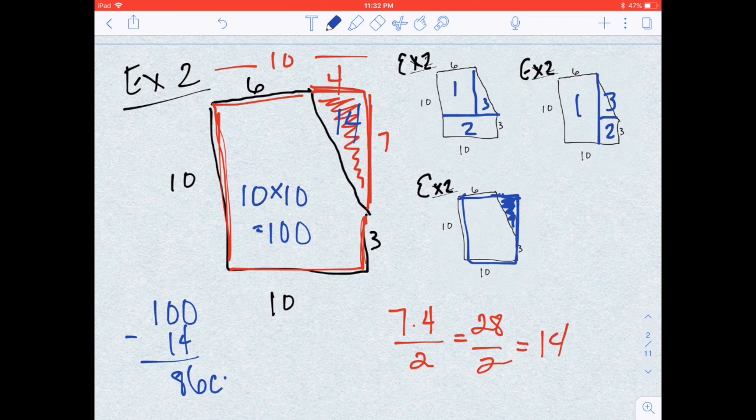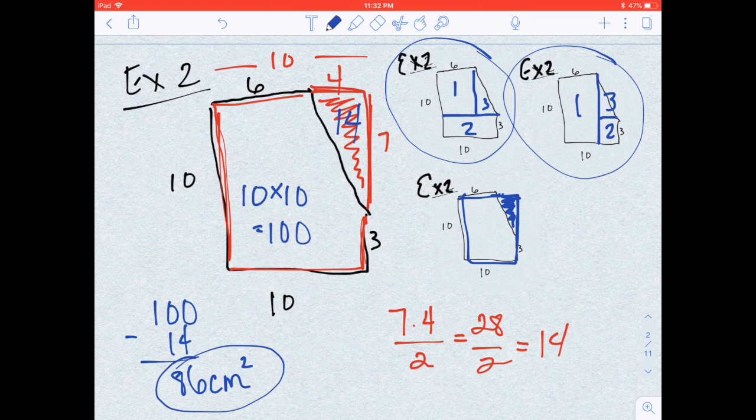The book says I'm in centimeters, and I use a square because I'm using area. Of course, you could also do this way or that way. I just figured that this way was a little easier in my mind, but you're welcome to do it any way you want. If you do either of these two ways, make sure that you are adding and you're not subtracting. You're just adding all three pieces.